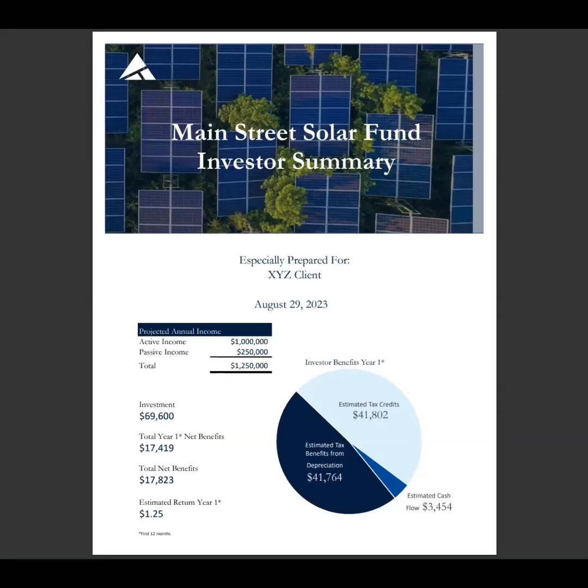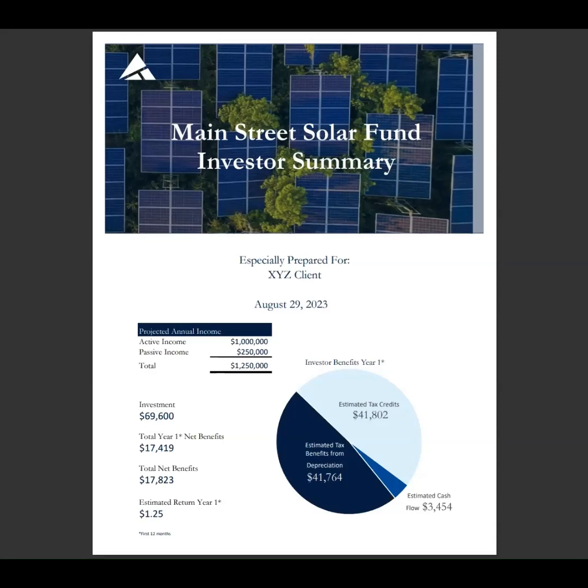Okay. And as far as the year one benefit, what we're looking at is the actual outlay of cash from the investor versus what they're actually going to get back in tax credits and losses for the depreciation in year one. In this example, the investment from the individual will be around $70,000, about 69.6. Because of the leverage we've been able to put into these portfolios, making your dollar work harder, that's going to turn around and give you about $41,000 to $42,000 worth of benefits from depreciation in cash value, and about $42,000 worth of tax credits.